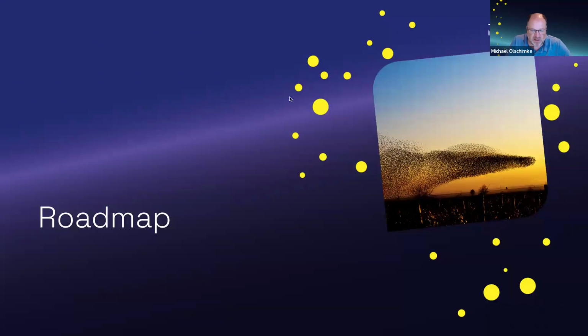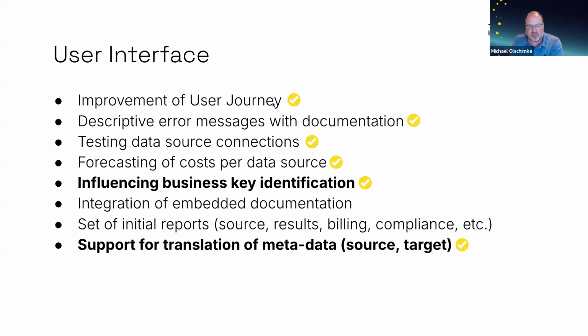All right. Roadmap wise, I'm showing this roadmap here every quarter, and last time the business key identification was open, but it was marked as bold, so to be implemented essentially, and the support for translation of metadata was open. Those are checked off now. We're going to improve the business key identification a bit, using the business keys from the previous run and adding them to your business key inference essentially to stabilize them.